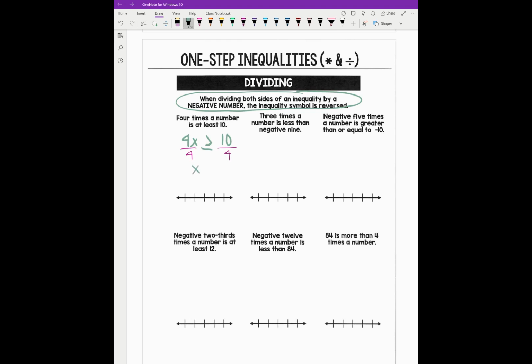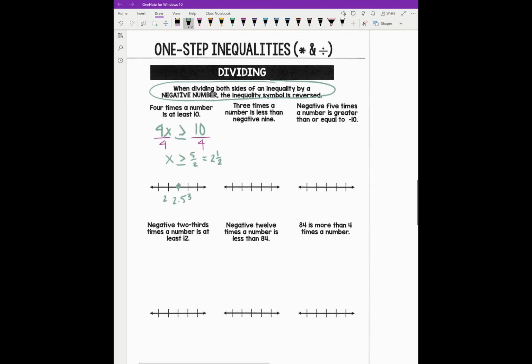And that leaves me with x is greater than or equal to, and we can write this as a simplified fraction of 5/2. Or I could also say this is 2.5. So I'm going to put my 2.5 right here in the middle of my number line. I'll put 3 to the right, and I'll put 2 to the left. Need a solid circle at 2.5, and I want all the values bigger, so we're going right.